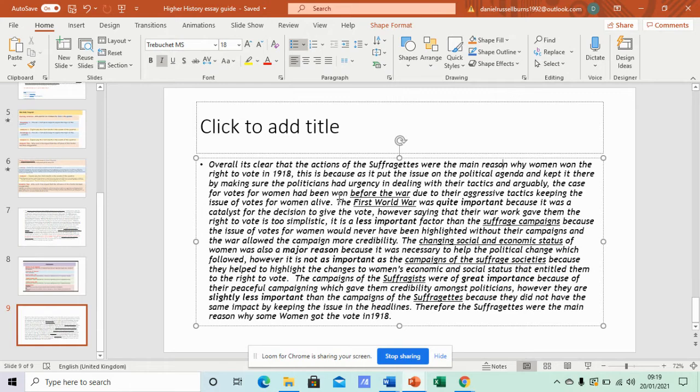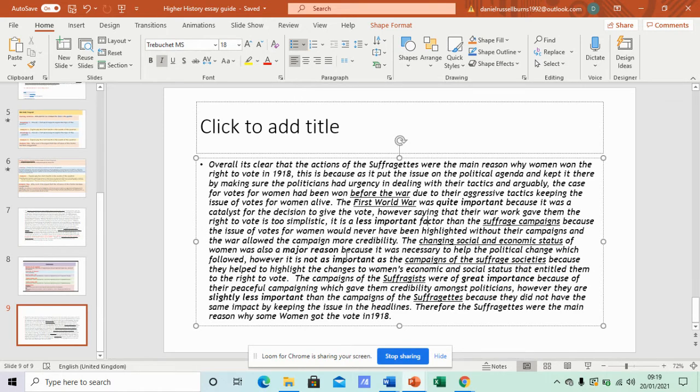So the factor 2 here is about the effect of the First World War. The First World War was quite important because it was a catalyst for the decision to give women the vote. However, saying that their war work, so then you're going to say why it wasn't as important. However, saying that their war work gave them the right to vote is too simplistic. It's a less important factor than suffrage campaigns because the issue of votes would have never been highlighted without the campaigns, and the war allowed the campaign more credibility. Okay, so why the war is important, but why suffragettes actually are more important than the war.